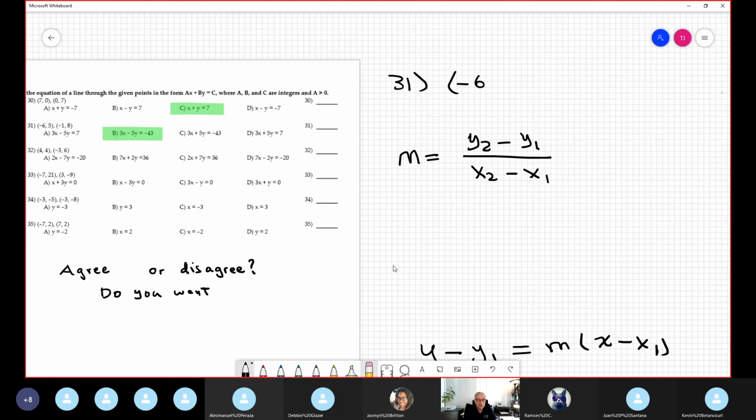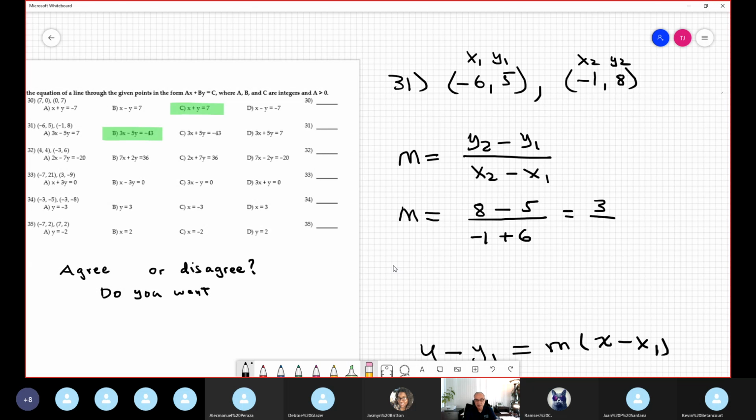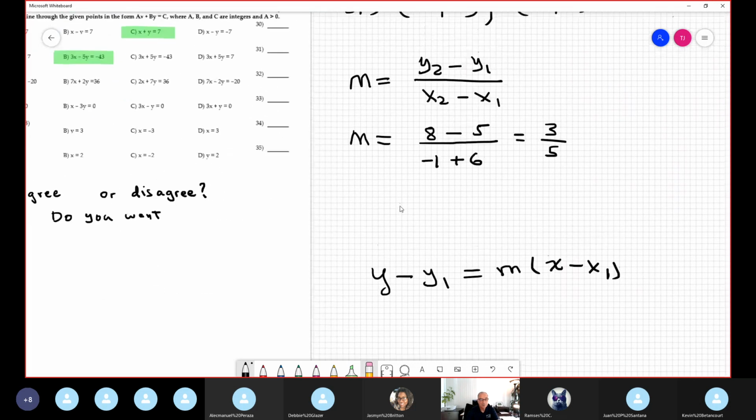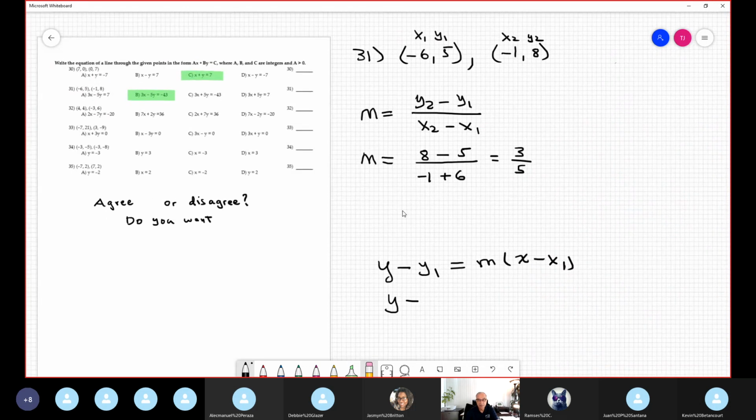31st is (-6,5) and (-1,8). It's important that you double check to confirm the copy. This is x1, y1, this is x2, y2. The computation for the slope is 8 minus 5 over negative 1 plus 6. This is 3, this is 5. This is the slope. Now you plug the slope into the second part. Y minus 5 is equal to the slope 3/5 times x plus 6, because x1 is negative, and the negative in the formula becomes positive.